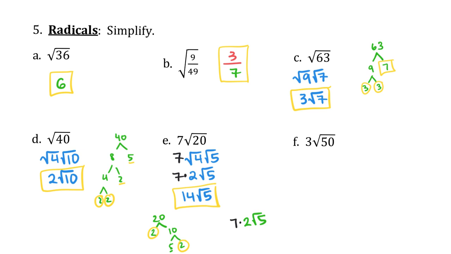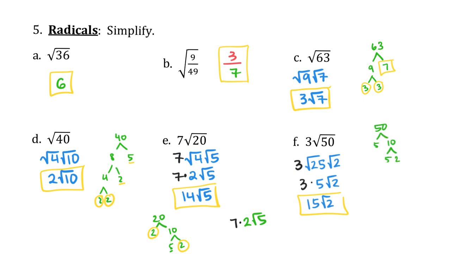Okay, let's do one more. 3 root 50. Do we know the square root of 50? Nope. Can we break it down? Sure. It's 25 times 2. Square root of 25 is 5, so 5 square root 2, so 15 square root 2. Let's factor tree it. 5 times 10, 5 times 2. There, I see it. I got those 5s. So this is 5 square root 2, which is this step right here, times the 3, 15 square root 2. Same answer.